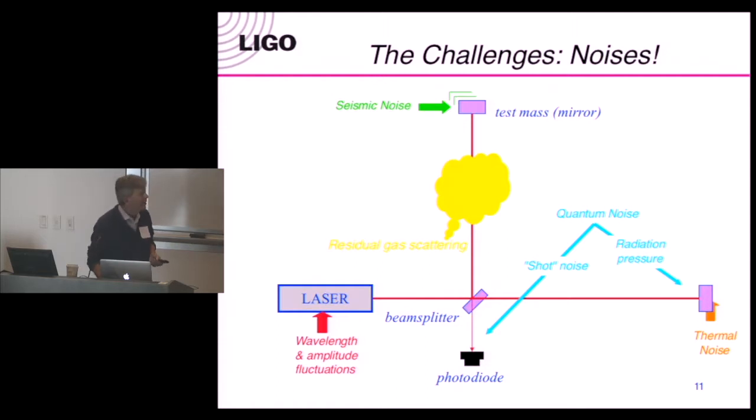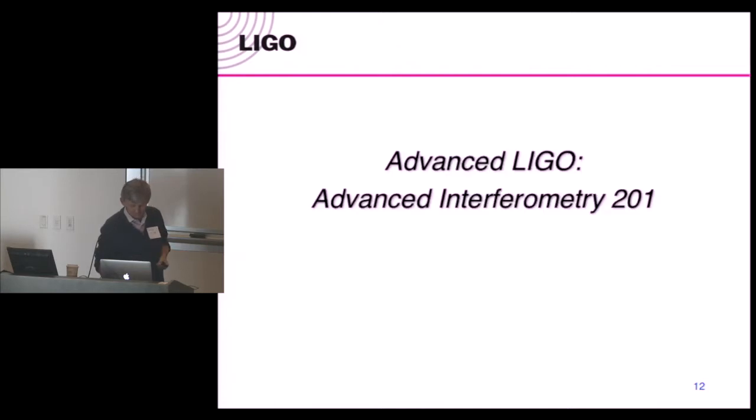So that's the basic idea: build a big interferometer, put it in a big vacuum, make really good lasers, and pump it out so there's no atmosphere there, and start looking for gravitational waves. That's the introduction to interferometry. Let's now go into the advanced case. Maybe I'll stop there. Does anybody have any questions?